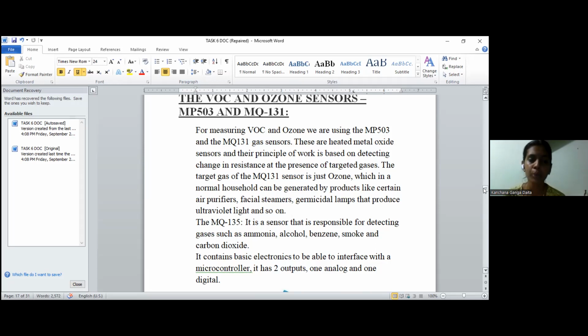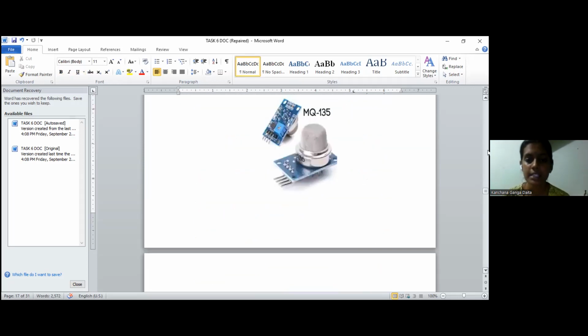As we have already said, the MQ135 gives output based on a threshold value and on the amount of gases present in the air. It will give you the result. If it is less than or equal to the threshold value, it will give analog output, or else it will give digital output. This is the simple view of an MQ135 sensor.